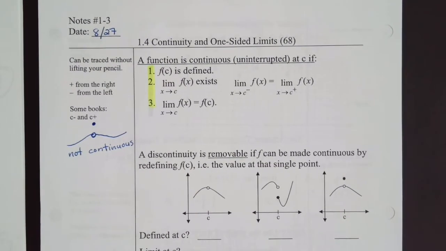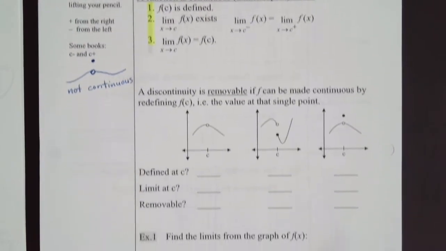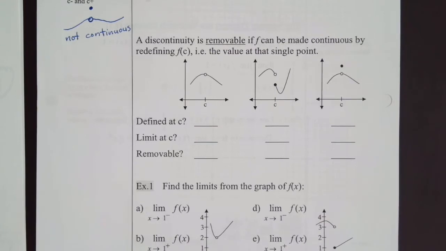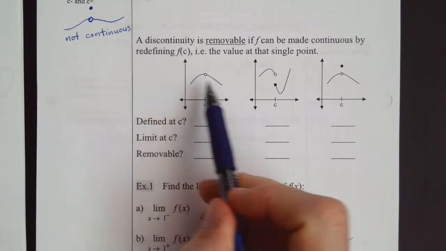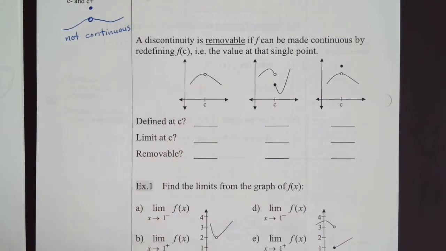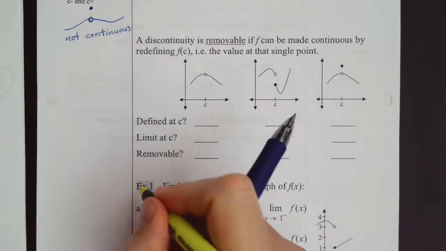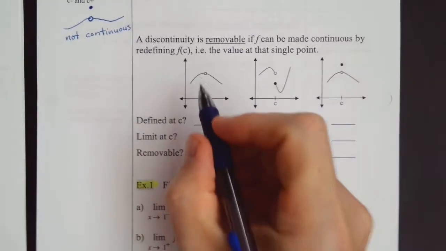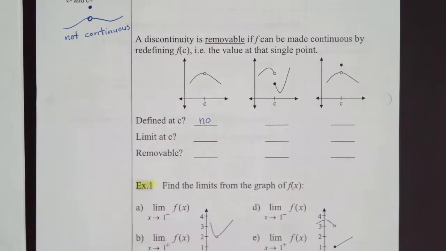All right, a discontinuity is removable if f can be made continuous by redefining the point at a single value. Okay, so first of all, is this function defined at C? Again, pause the video, answer the questions as much as possible. Anytime you can pause it and answer questions yourself and then check what you thought the answer was, you're going to learn a lot more that way. Okay, so the answer to this is no, it's not defined. There's no y value at C.